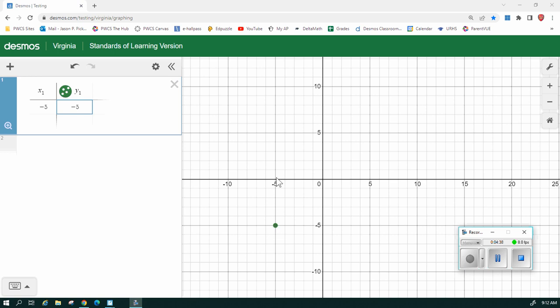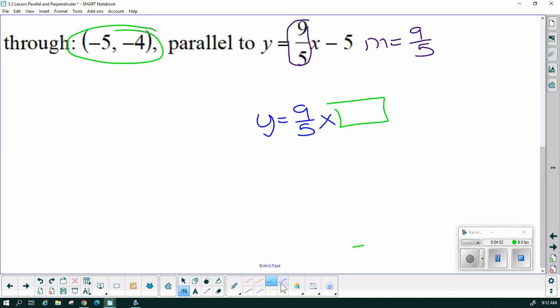And so if I go up 9 and to the right 5, I end up crossing the y-axis right here, and that is at 4. It's positive, so +4 is going to be my y-intercept, and so my equation is going to end with +4. There is my line. And I'm going to graph both of these again and show you that it worked out. And you can always check your answer by doing this.